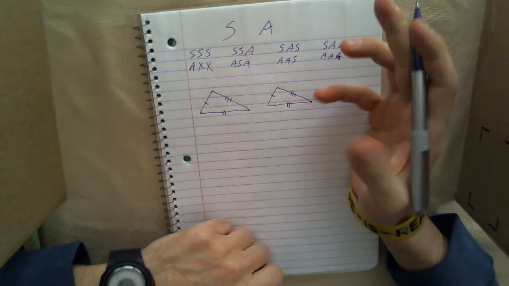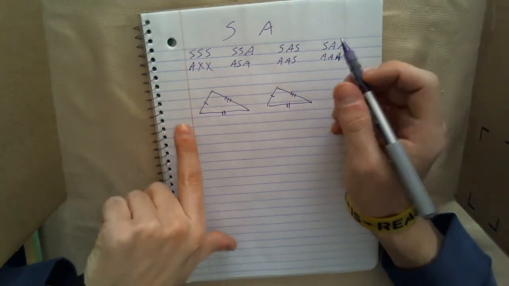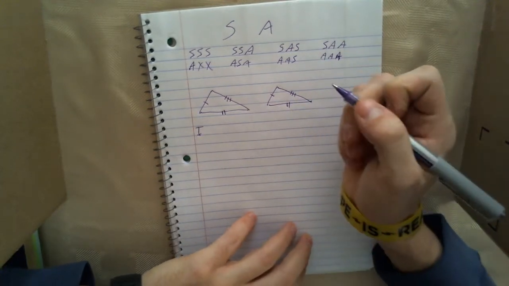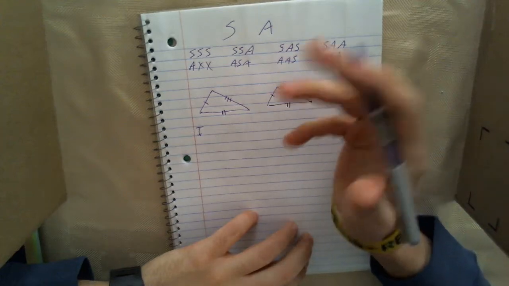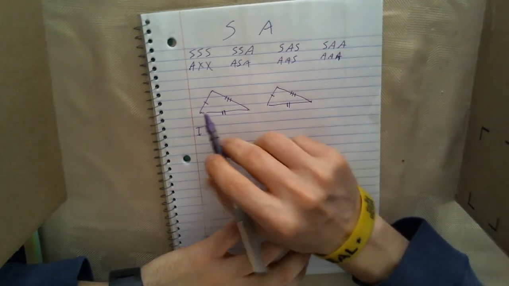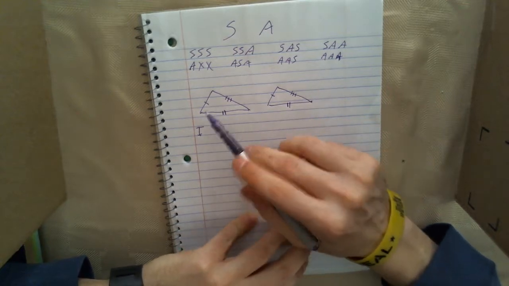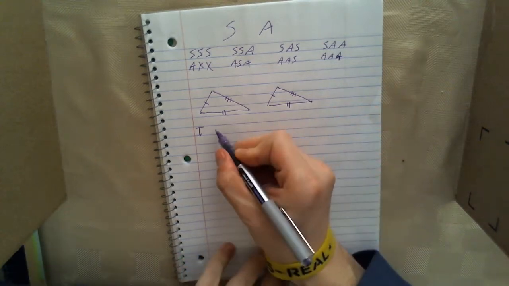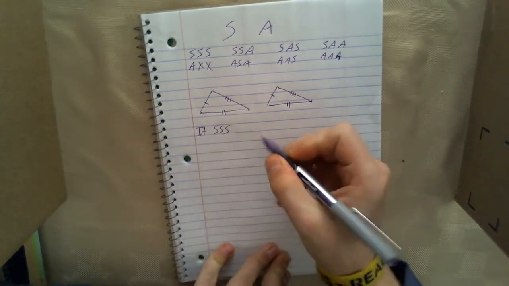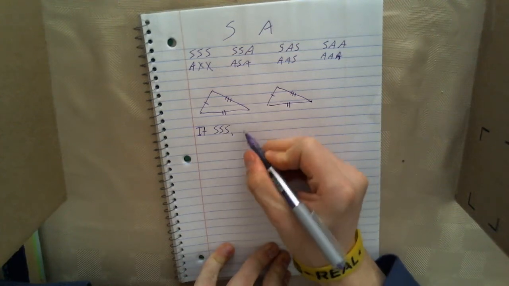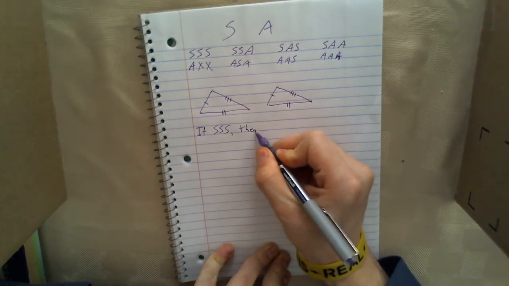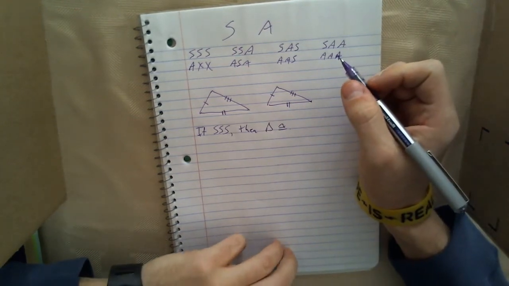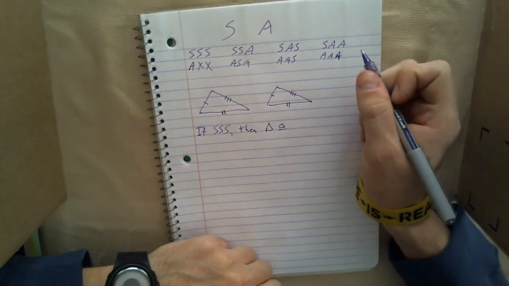So the whole idea behind this is that the theorem says that if 3 sides in one triangle are congruent to 3 sides in another triangle, then the 2 triangles are congruent. But we're just going to say if 3 sides of one triangle are congruent to 3 sides in another triangle, then the triangles are congruent. Let's say the triangles are congruent. A little shorthand, because my writing's terrible.